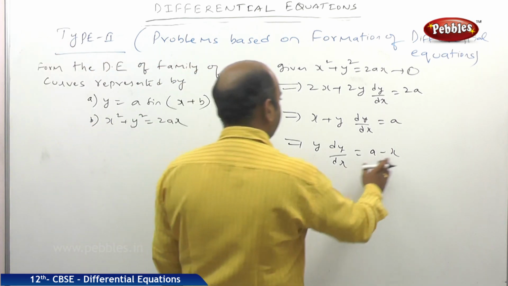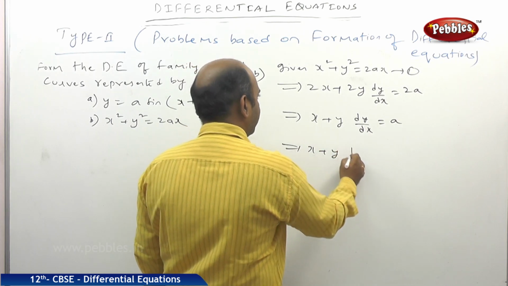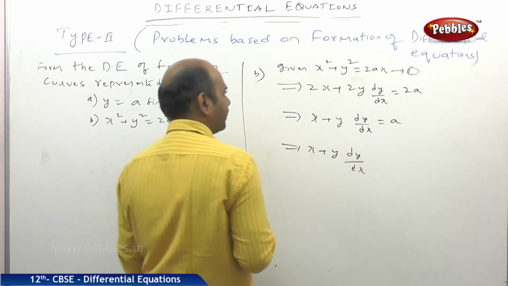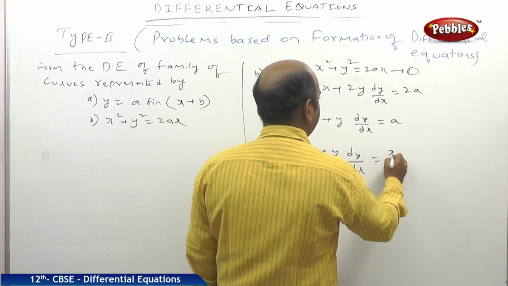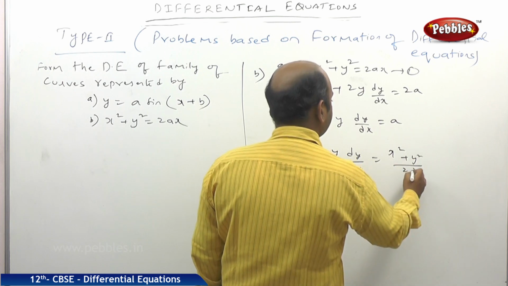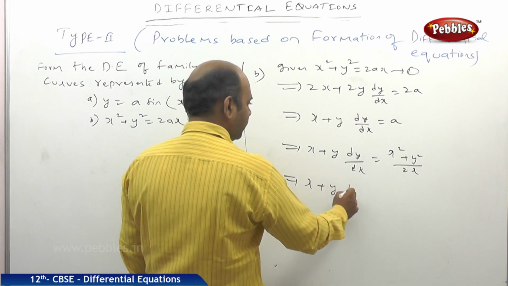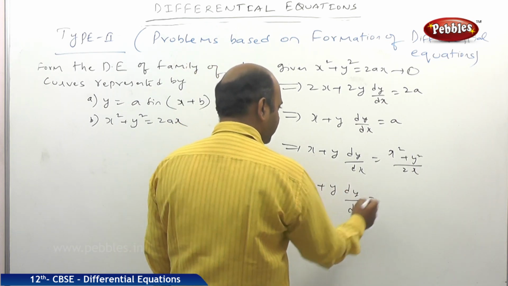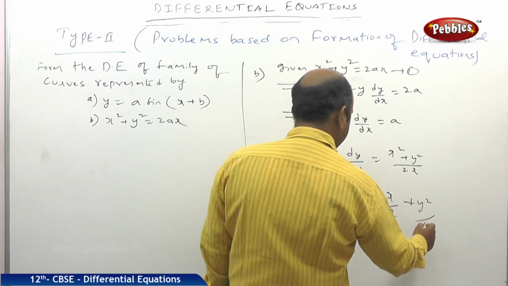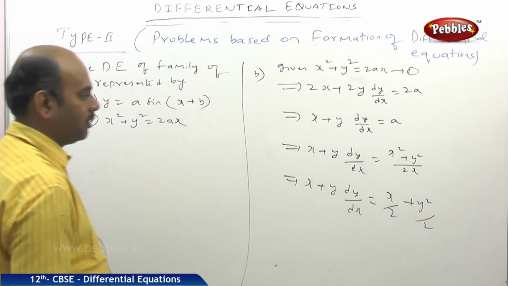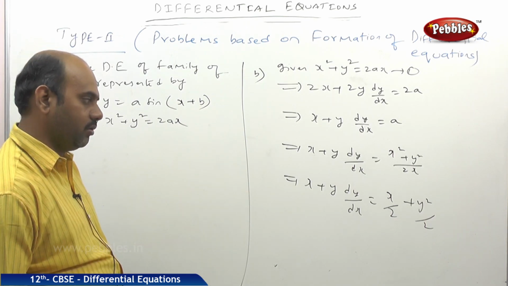So what I will be doing here itself: x plus y into dy by dx, and in place of a I can write x square plus y square by 2x. I think our problem becomes very easy. So x square plus y into dy by dx is equal to x by 2 plus y square by 2. So I think we got a differential equation where the term a is not involved.